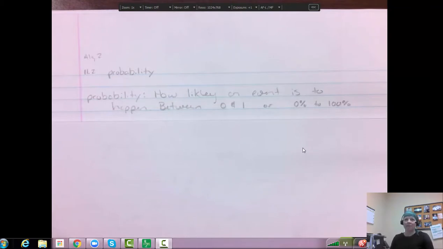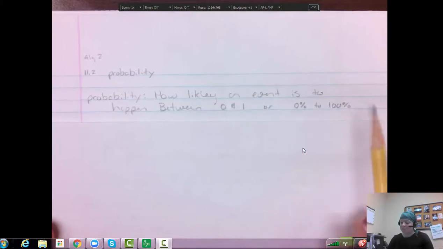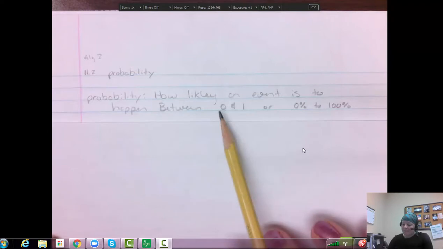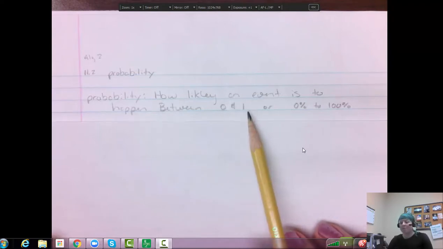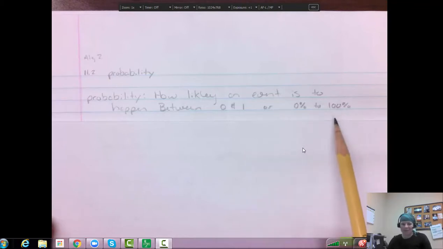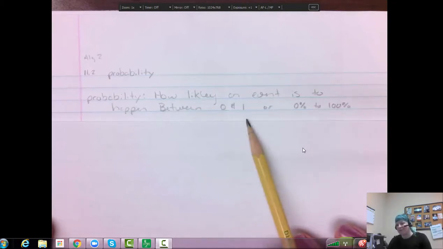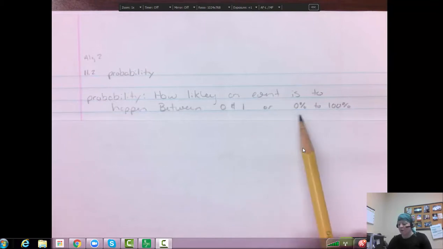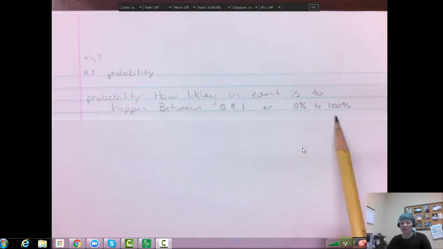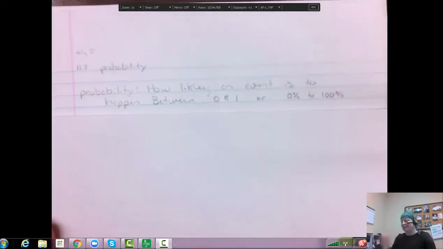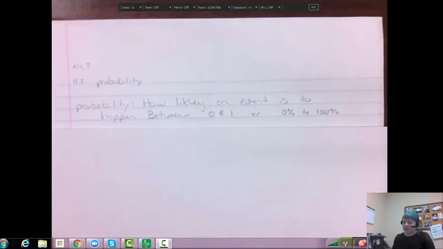Usually we see it in a percent, which would go from 0 to 100%, meaning 100% is it's going to happen, right? And then 0 being it's not going to happen. The numbers are between 0 and 1 as well, because if you think about it, 0.9 is the same as 90%. So you can either see it in terms of a decimal between 0 and 1, or a percent between 0 and 100, and you have to pay attention to what the directions ask you if you need to put in a decimal or a percent for your answer.